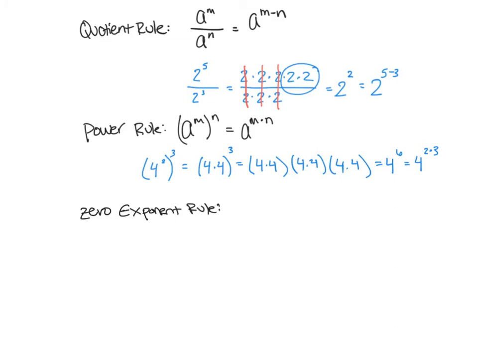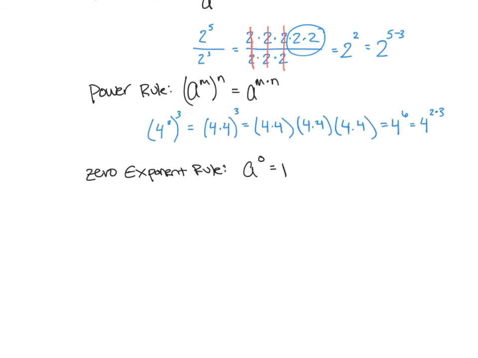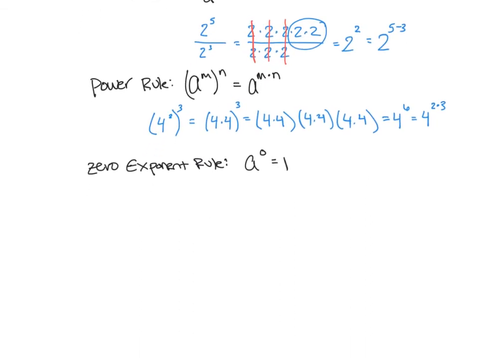states that a to the 0 is equal to 1, or anything to the power of 0 is 1. And we want to talk about why that's true. So we're going to bring it back to a previous example we had.